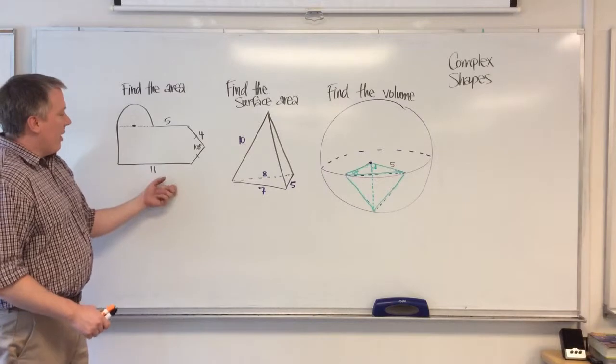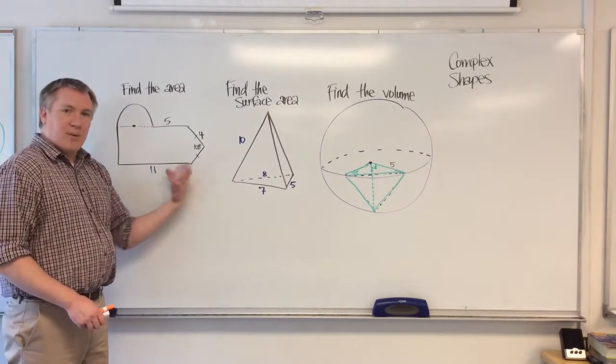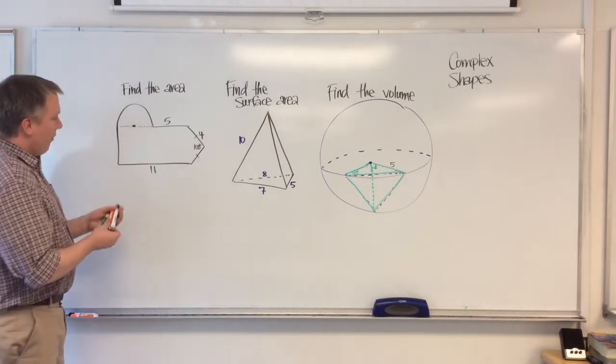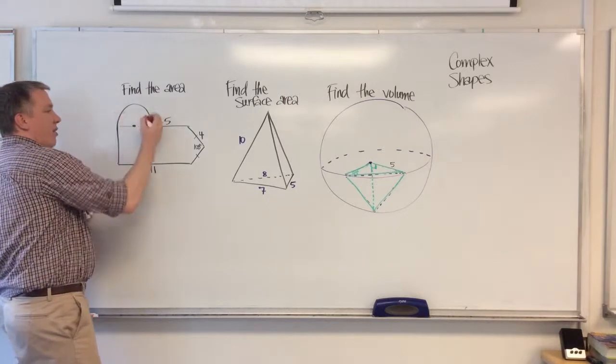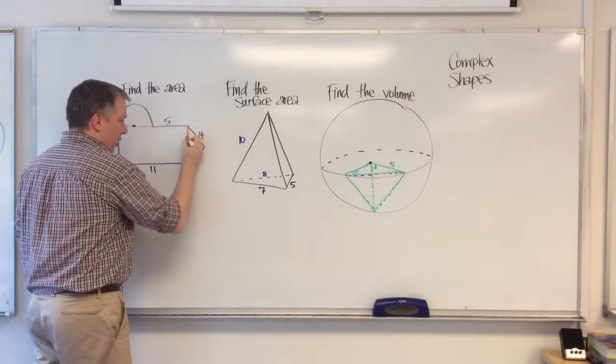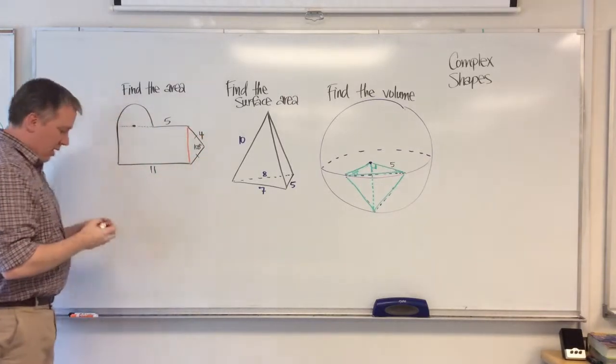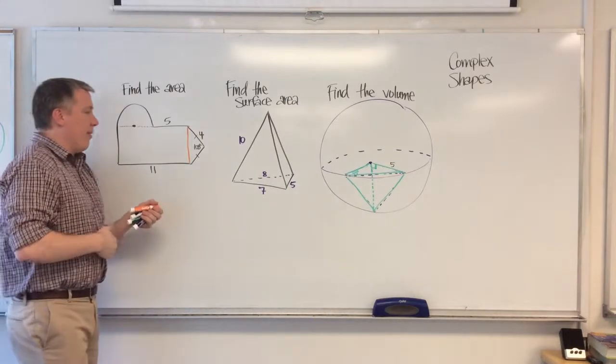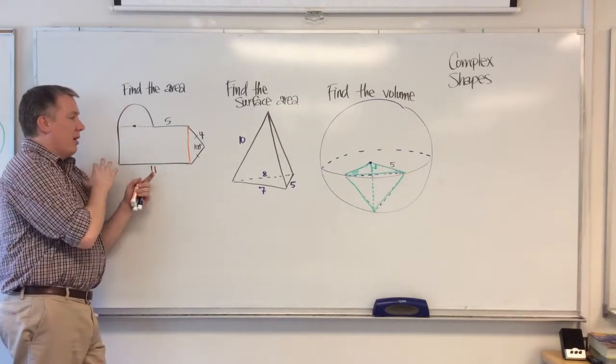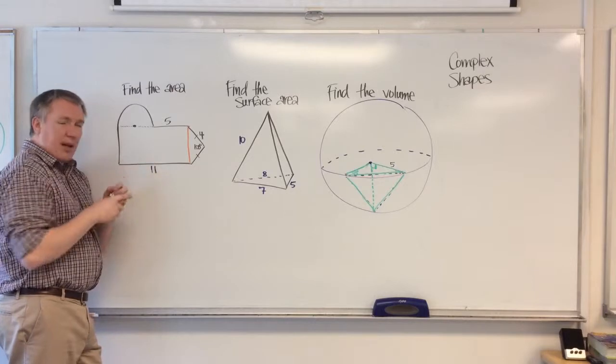So here we're going to find the area. And first I need to identify the shapes within that area. And hopefully you can see there's a half of a circle, there's a triangle, and a rectangle. And so I need to be able to figure out all the different components of this, the area of each.